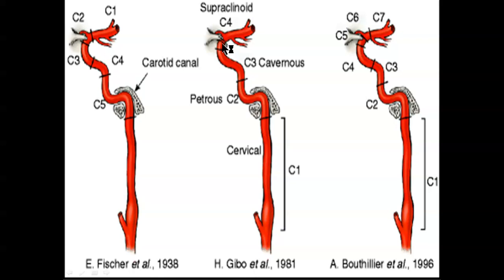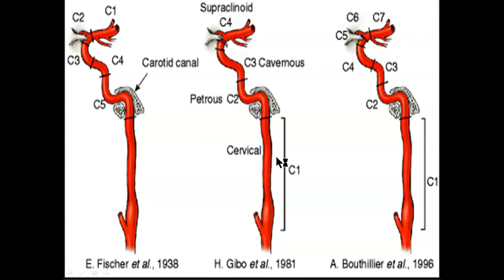So C4, the supraclinoid segment itself, is further divided into three parts: ophthalmic segment here, communicating segment here, and the choroidal segment over here, depending on the origin of the particular relevant artery taking origin from that particular segment: ophthalmic artery, communicating artery, and the choroidal artery over here.